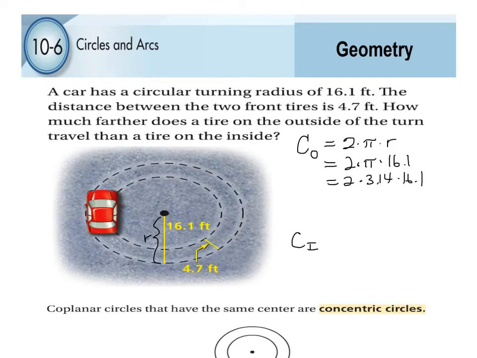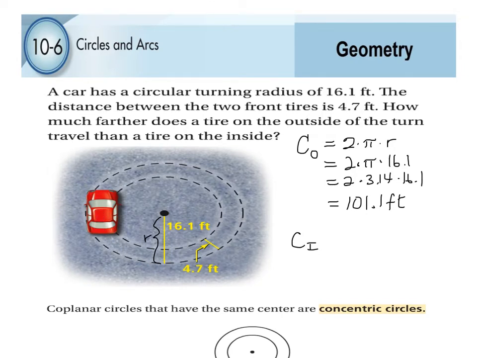If you use a calculator and you use the pi symbol, your number might be just a little bit off. When I multiply those, the circumference of the outside tire, or the distance around the outside tire, is approximately 101.1 feet. Okay? So the distance around the outside of the circle, which you'll notice I'm tracing around the outside of the circle, is 101.1 feet.